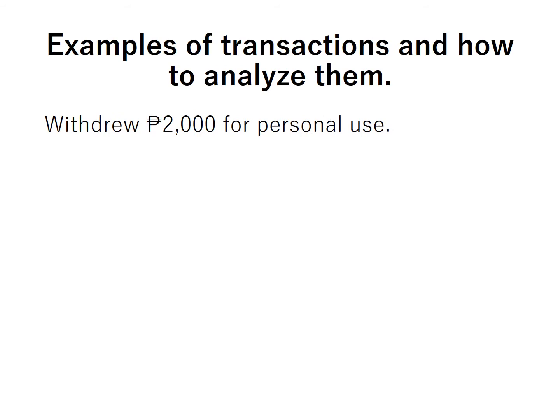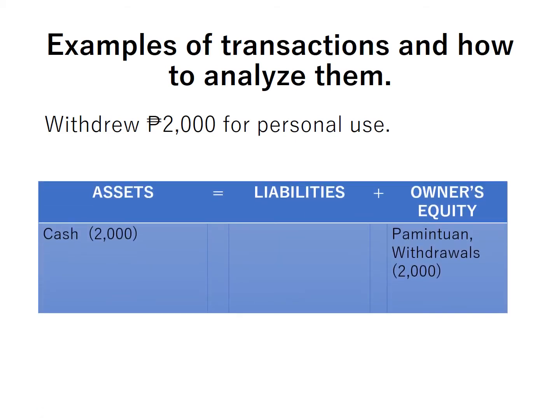Next transaction, Mr. Pamintuan withdrew 2,000 pesos for personal use. What accounts are affected? The first account affected is cash because there's a withdrawal of cash from the business. The other account affected is Pamintuan withdrawals. We can use this account to record any withdrawal of cash or investment from the business by the owner.